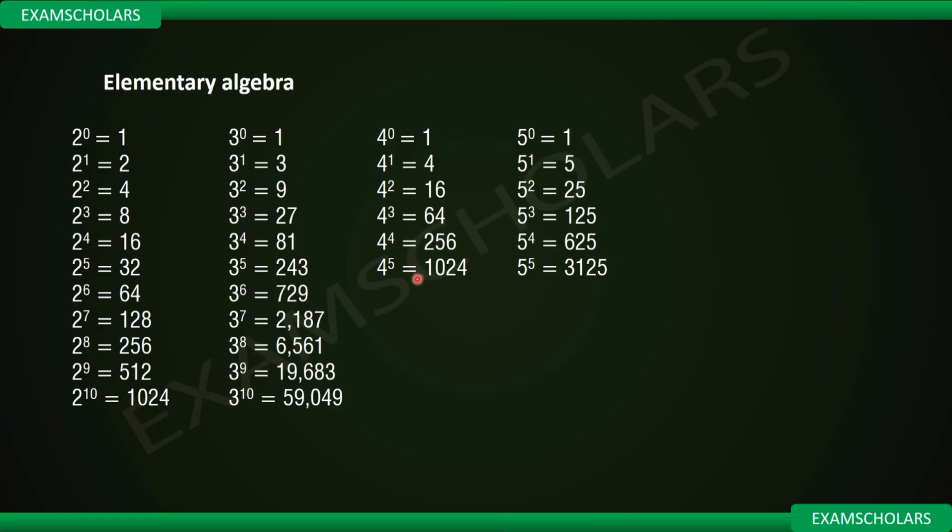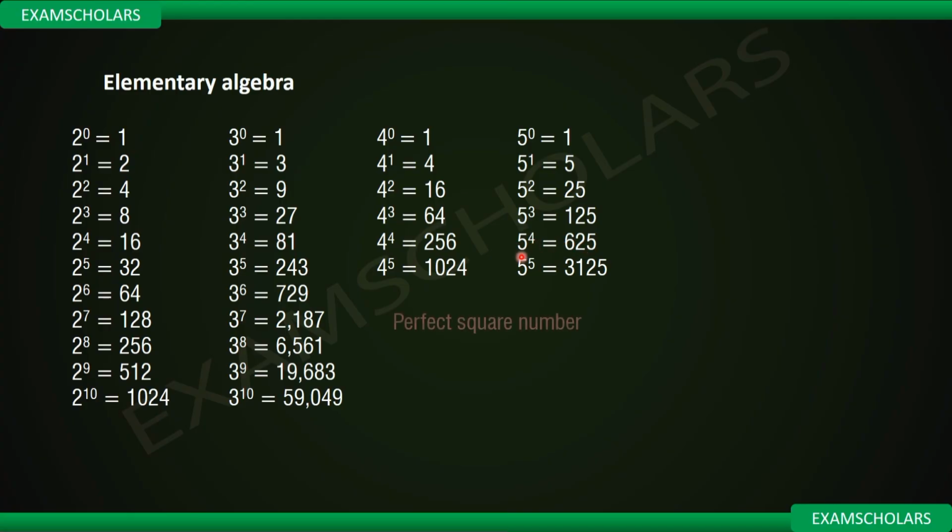Let's use 4. 4 raised to the power 5, or the fifth power of 4, is 1024. Now, the fifth root of 1024 will also be 4. Let's move down to 5. The fourth power of 5 is 625. The fourth root of 625 here will also be 5.